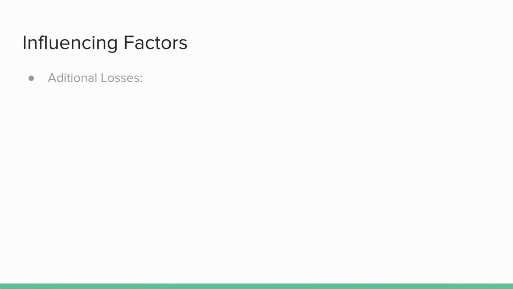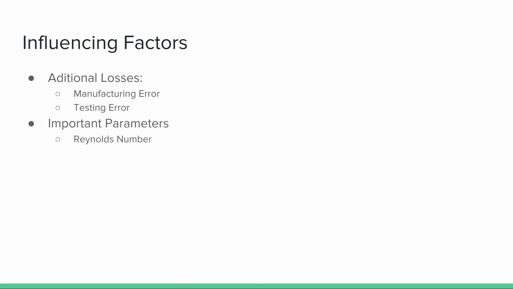Other influencing factors. Some additional losses could be possible from manufacturing error, as we had a slight crack after the 3D print, and we had to add some glue. Testing error, we don't believe this was a significant factor. But other important parameters: the Reynolds number, lift will be higher at higher Reynolds number. The blade number, which for us had to be fixed at 2. As you increase blade number, you might get increased power. However, there is interference, and therefore efficiency goes down.